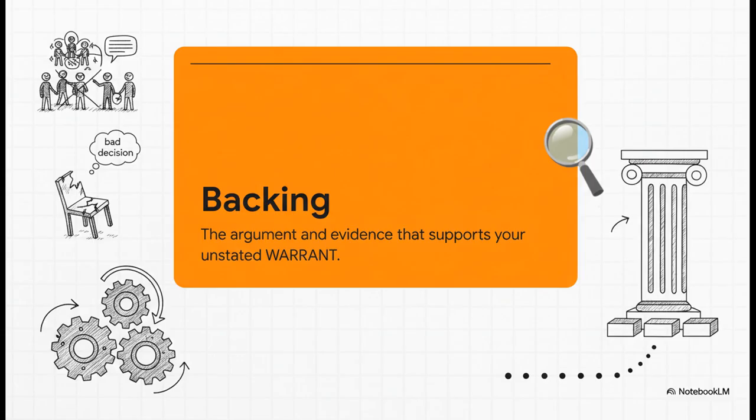Backing is the evidence that supports your unstated warrant. You have to justify that hidden assumption. Why exactly do bossy people make bad chairs? Here, you'd explain how that leadership style stifles new ideas and hurts teamwork.